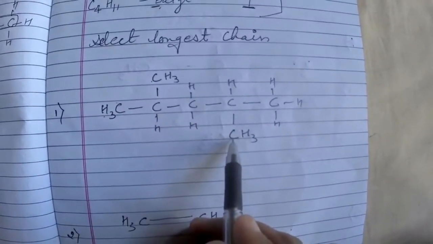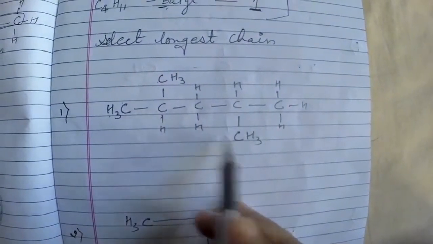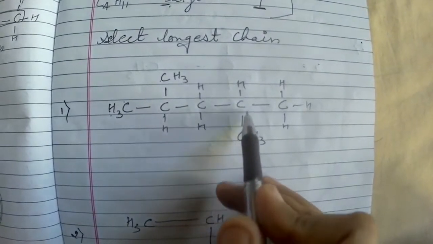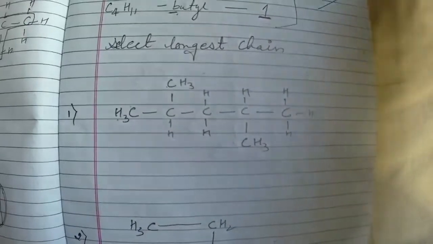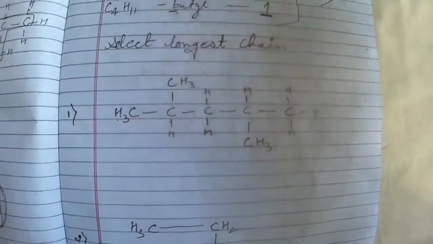1, 2, 3, 4, and 5. This can also be the longest chain. Yes, it is true. You can select this also as a longest chain, this also as a longest chain, or you can say this also. 1, 2, 3, 4 and 5. All chains are long here, so any one chain you can select. So this point is over. Now I am moving towards the next structure.